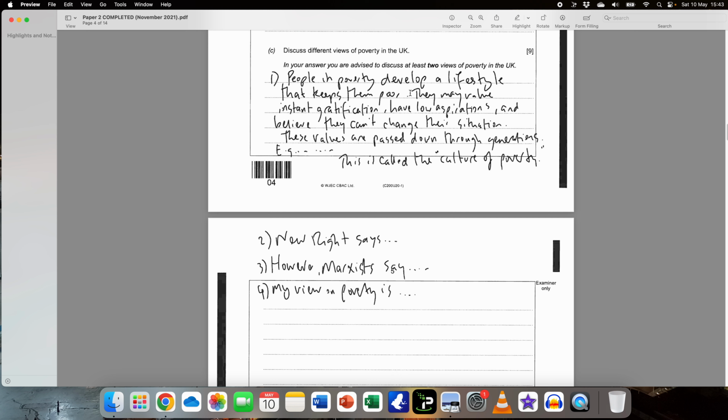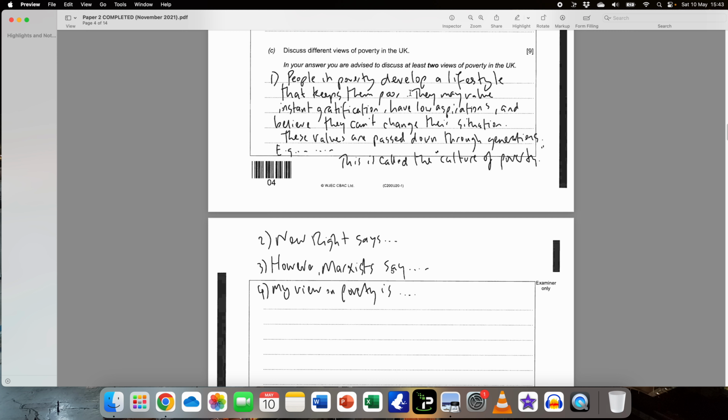How does that keep them poor? These values are passed down through generations. For example, a child in a family where no one has worked may grow up with little motivation to succeed in school or find a job. This is called the culture of poverty.